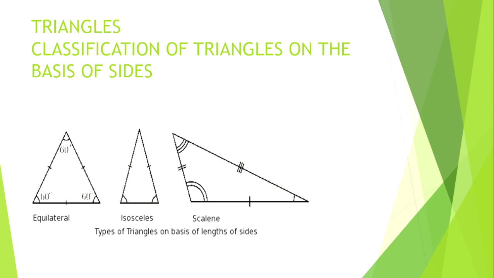Now here are some properties of the triangle. The sum of the angles of a triangle is 180 degree. A triangle cannot have more than one right angle. A triangle cannot have more than one obtuse angle. And in a right-angled triangle, the sum of the remaining two angles is 90 degree.